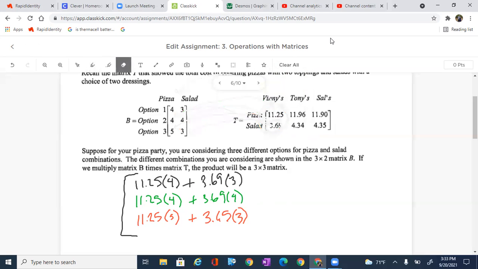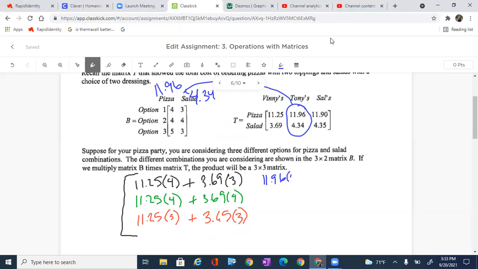Now what I'm going to do is I'm going to say, okay, well, let's do Tony's. Okay, so let's take Tony's stuff. I'm going to say, okay, let's take that $11.96. And what we're going to do in the $4.34, and I'm going to work down again. So I'm going to say, okay, well, $11.96, but I'm going to buy 4 of those pizzas, plus the idea that I'm going to buy 3 salads at $4.34. Notice what we did was we just worked down.